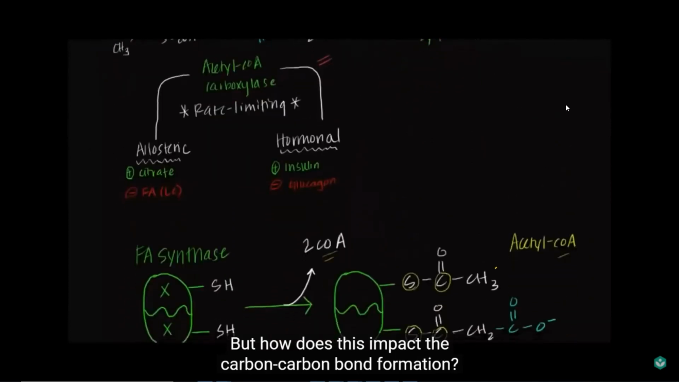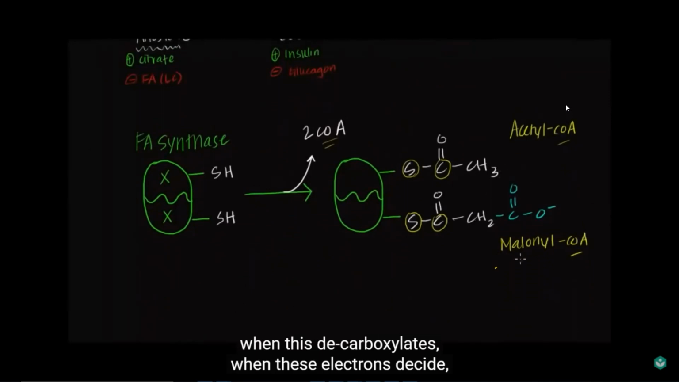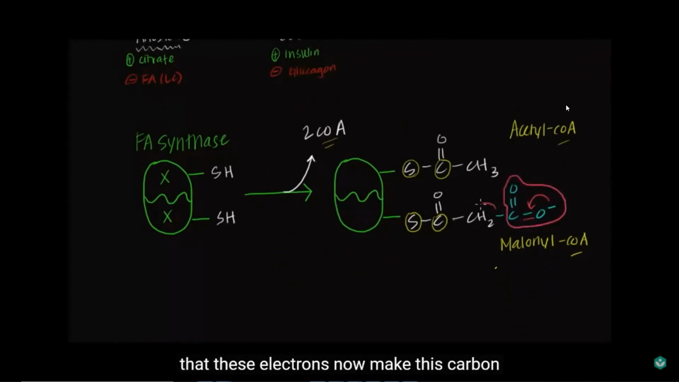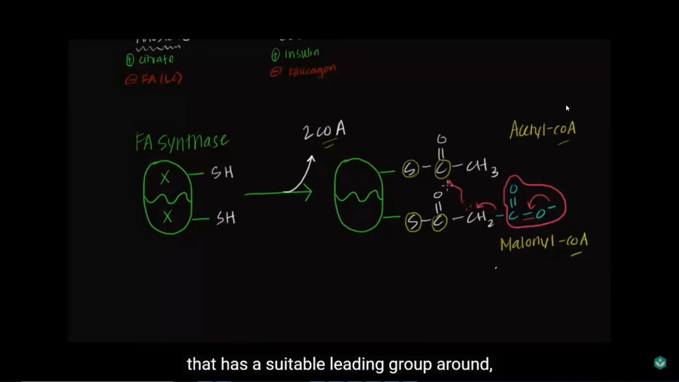But how does this impact the carbon-carbon bond formation? Here I want you to notice that when this decarboxylates, when these electrons decide, "Hey, let me form a double bond here and plop off of this molecule," these electrons now make this carbon very nucleophilic. In other words, these two electrons want to bond with something. And so what they'll do is see the nearest carbon that has a suitable leaving group around, and it happens to be this carbon right here, because this enzyme is nicely putting us in the vicinity of another carbon bond.